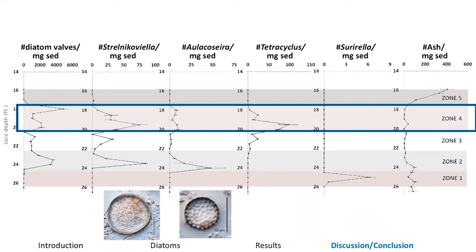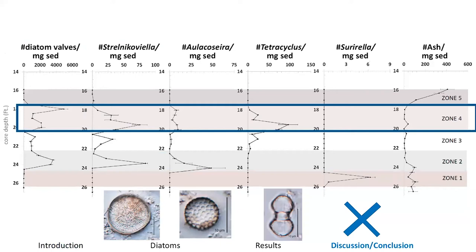In zone four, we have Stronocoviella, Alakasaira, and a peak of tetracyclist. And now this peak is really important because the fact that it was able to flourish this much in the cores signifies that this is probably the period of time in the lake's existence where the lake had the clearest water and there was more light getting to the bottom of the lake.